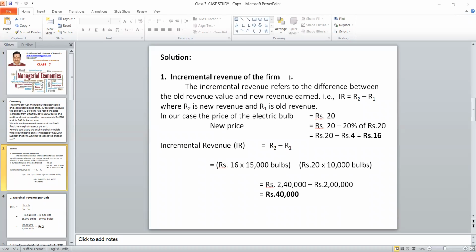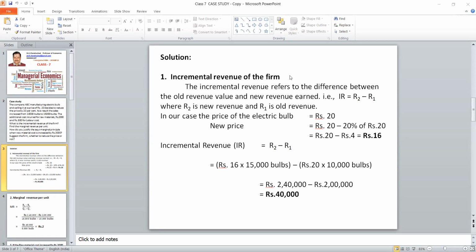But this is the reduced price of an electric bulb. What is the question? What is the incremental revenue for the bulb? So what we have to do is multiply this value with the sale made. So because of the reduction in price it is 16 rupees into 15,000. From 10,000 it is increased to 15,000. So the old revenue is 20 into 10,000, but the new revenue is 16 into 15,000. So the new revenue will be 2,40,000 and the existing revenue is rupees 2 lakhs. So the incremental revenue that the firm is earning is 40,000 rupees.